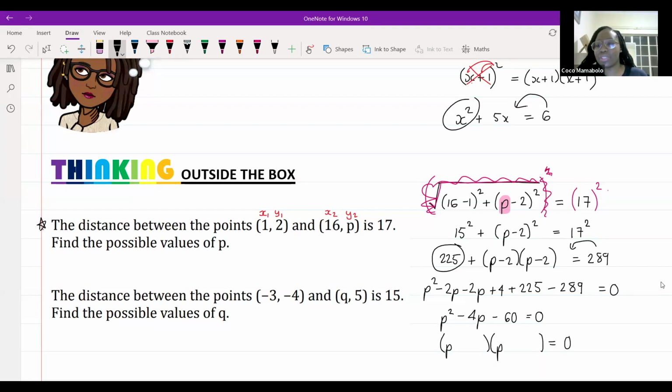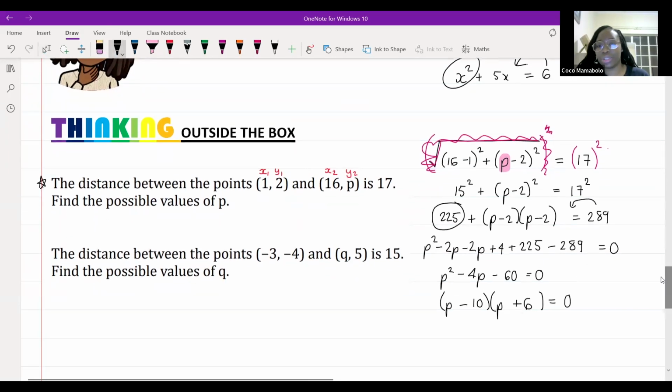And then I need factors of 60 that will subtract to find negative 4. What are my two values for 60? P what and P what? Good, V, absolutely. Negative 10 and positive 6. So that means my two values for P, therefore, are: P is equal to 10, or P is equal to negative 6.